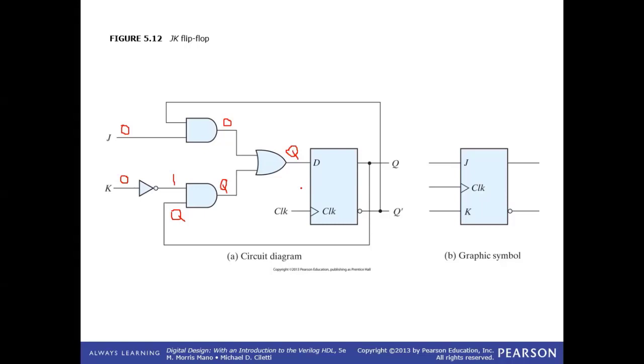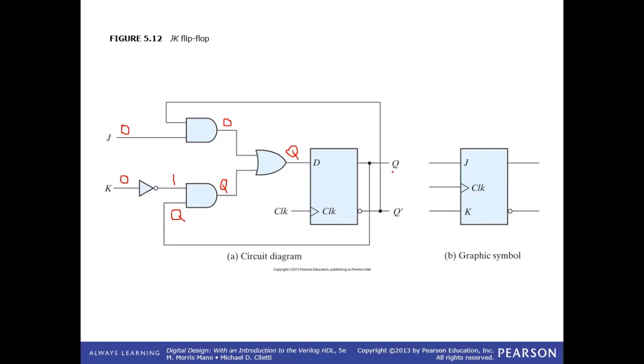Since we have a 0 coming from this side, and if Q is 0, the output would be 0. If Q is 1, the output would be 1. So the decision is dependent on this OR gate. So the output of this OR gate would become equal to Q. Any confusion still now? In this state, in the 0, 0 state, we do not have any role of the Q bar.